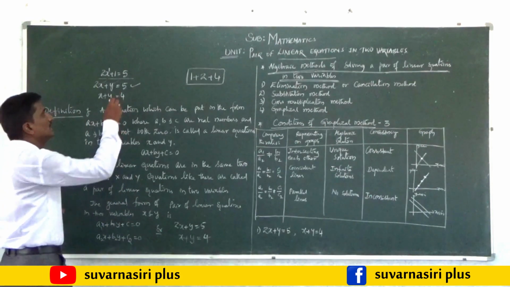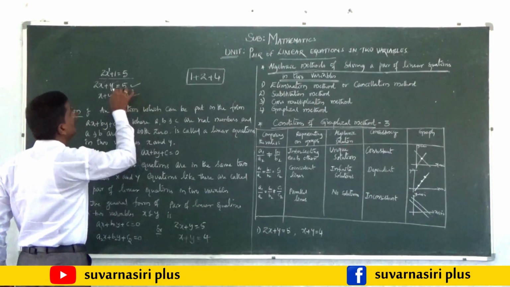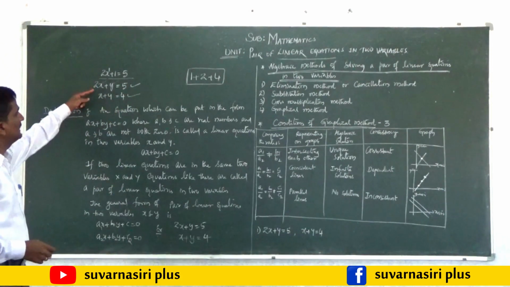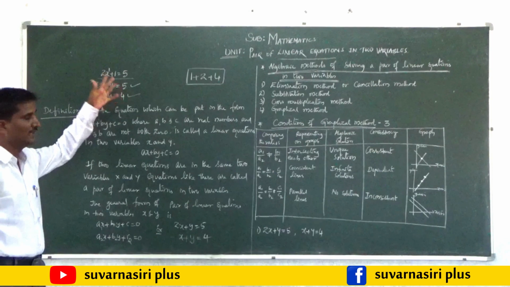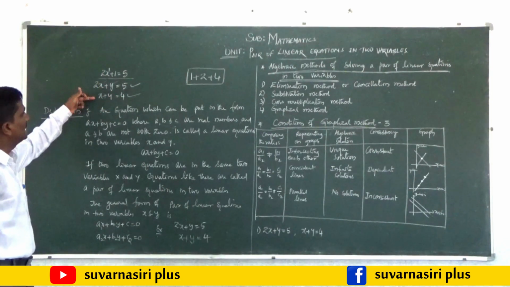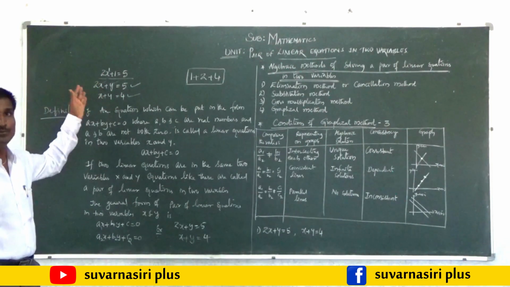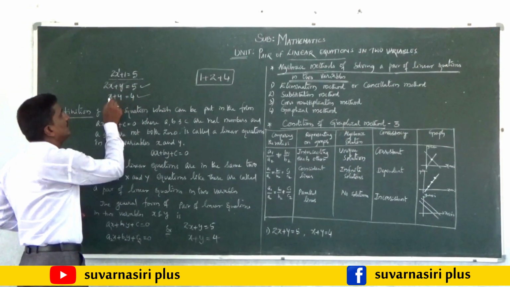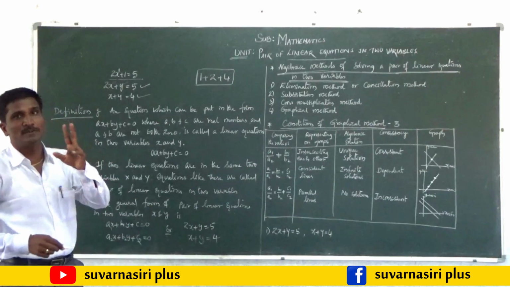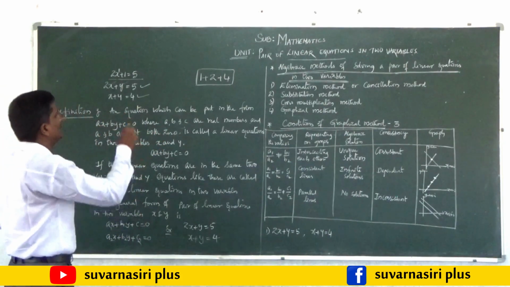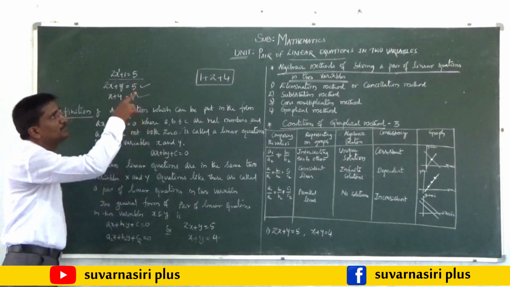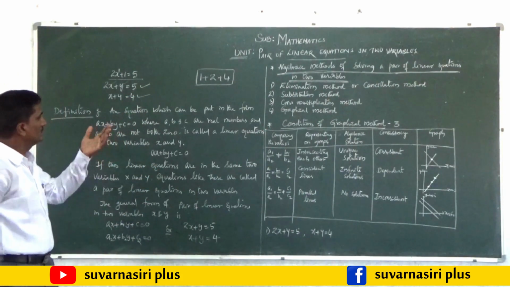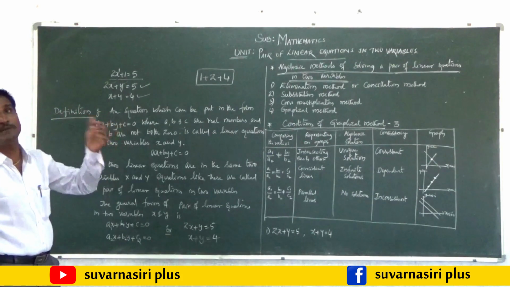So for that, we have to take two linear equations at the same time with the same two variables. Like this, 2x plus y is equal to 5, and another example, x plus y is equal to 4. In both equations, the two variables are the same, x and y. So we call these a pair of linear equations in two variables. First, you have to understand the definition.